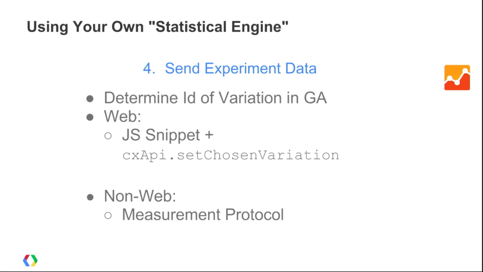So when you send this experiment data to indicate the experiment and the variation chosen, you just need to make sure that the ID that we have in our system is the correct one for the variation that you've shown, because you might have a different ID in your system. As long as those two match up, you just send us the variation data by using the setChosenVariation method of the JavaScript library. And that'll ensure that all of the reports get populated with the experiment data.